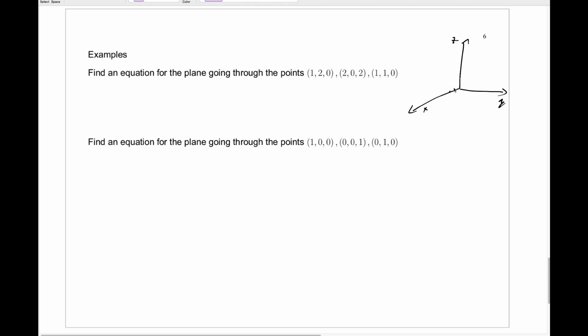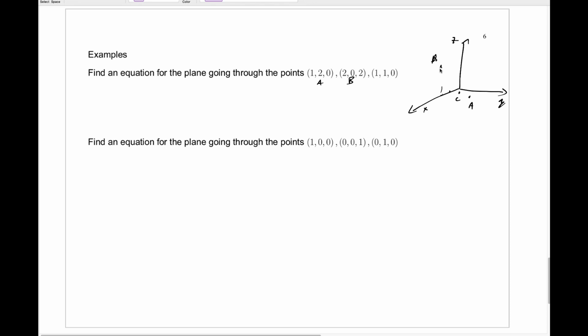To plot the point 1, 2, 0, you go 1 unit in the x direction and then 2 units in the positive y direction, and now 0 in the z direction. So I'll call this point A. Next, 2, 0, 2: that's 2 units in the x direction, 0 in the y direction, but then 2 units up in the z direction. There's point B. And point C is 1, 1, 0. 1, 1, 0 is just like 1, 2, 0, only way over here, C. So here's the point A, the point B, and the point C.